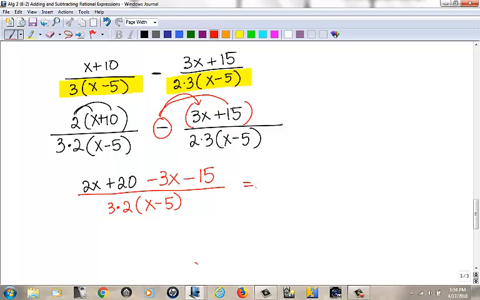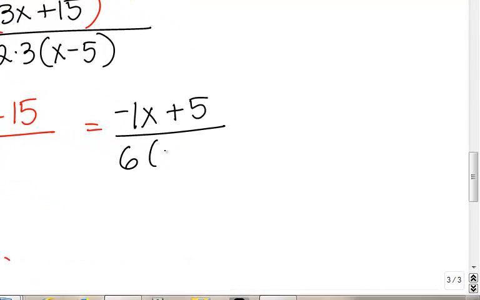Now combine like terms. 2x minus 3x, negative 1x, right? Plus 5. And it's all over 6 times x minus 5. Are we done? What's the little trick to this? Don't they both look alike except for the signs? Negative x, positive 5, negative 5. Out of either one of them, factor out a negative 1. Okay? Doesn't matter which one.